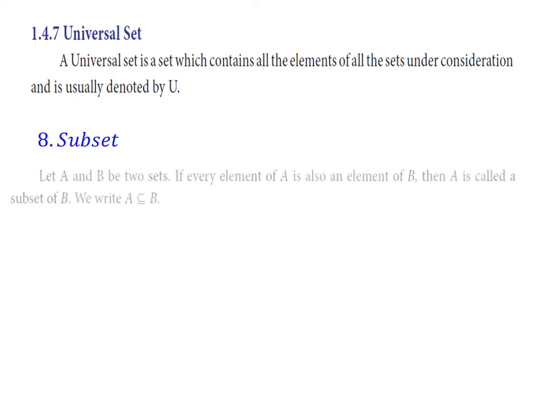Next one, subset. Let A and B be two sets. If every element of A is also an element of B, then A is called a subset of B. We write by using this symbol. This symbol means subset symbol. A is equal to 1 and B is equal to 1, 2. So, the element in A is also the element of B. So, we can say A is a subset of B.